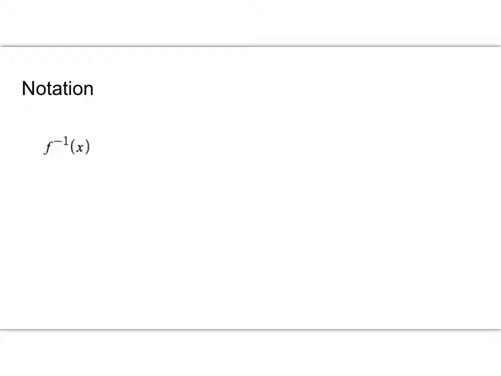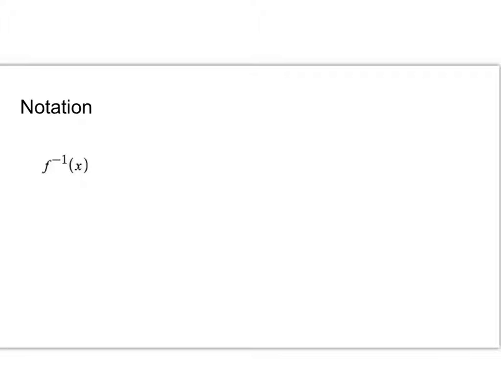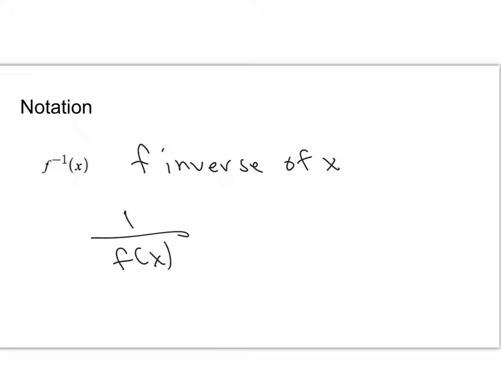The notation for f inverse of x looks like a negative exponent. This reads f inverse of x. You have to be careful. This is not 1 over f of x. That is not true. So that's a common mistake. Please avoid it.